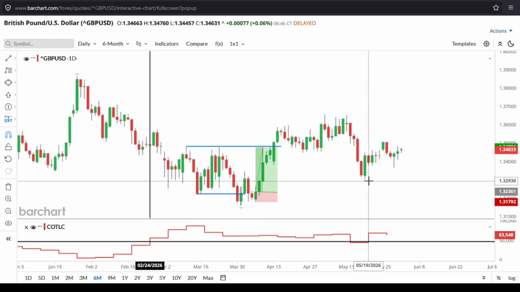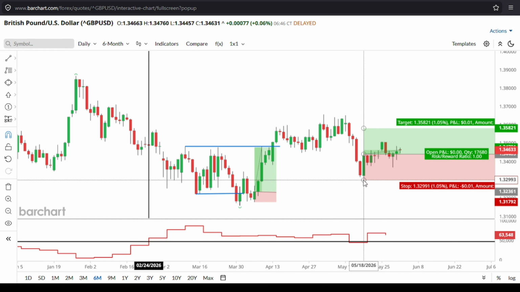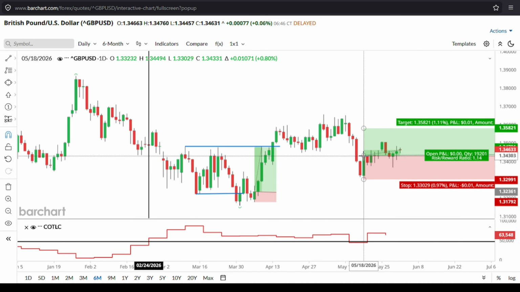Here's another engulfing. Use the low of this. Stop loss below the low of this candle. Equal highs.